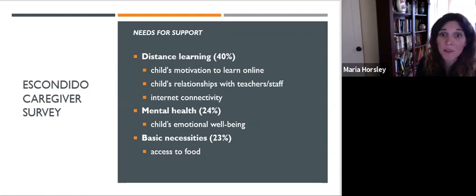Internet connectivity was also identified as the primary reason for students missing online class. Of those who had a child who had missed class, 63% attributed it to challenges with the internet connection. As for the other two areas that we assessed, mental health and basic necessities, 24% of caregivers identified support with mental health as a need, most significantly with their child's emotional well-being.